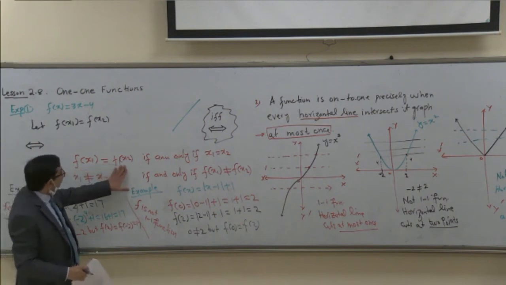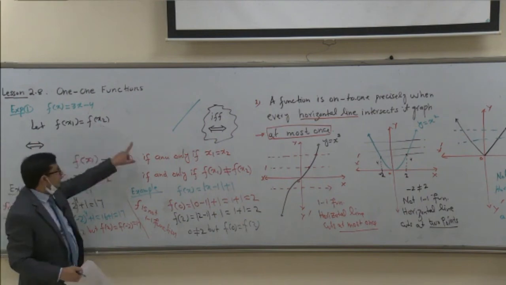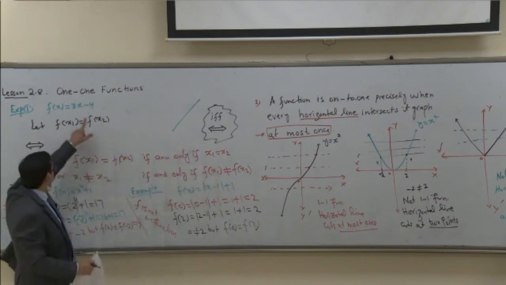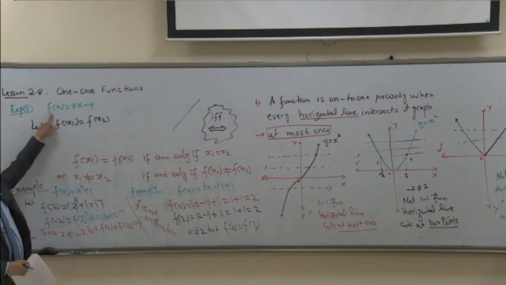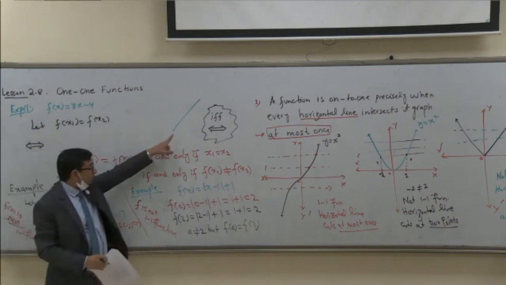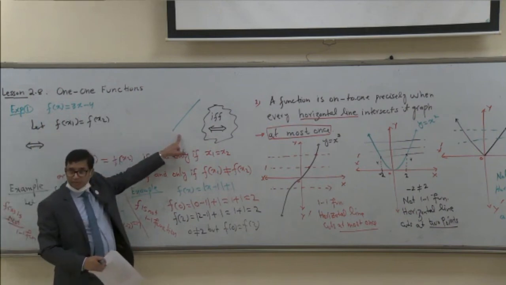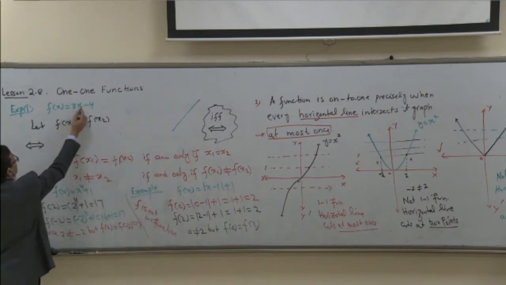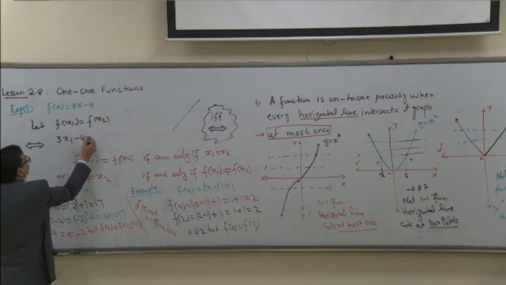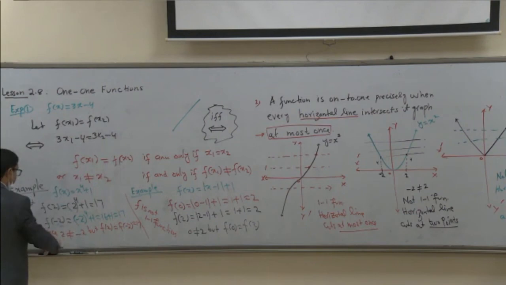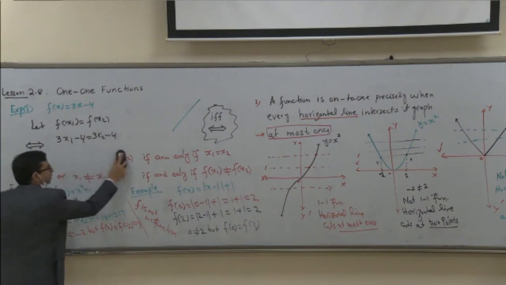So they are equal. We shall prove x1 and x2 are equal. If we are able to prove this, we shall say this function is a one-one function. And you already know from the graph it will be a one-one function. Okay, let's start. Replace this x by x1. So this will be 3x1 - 4 = 3x2 - 4. I'm going to erase it because you understood it.